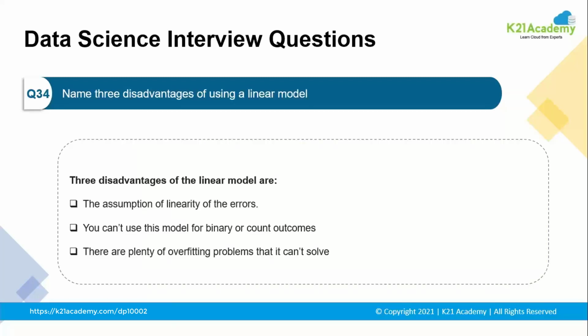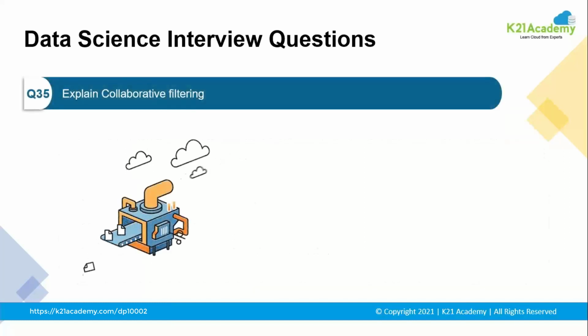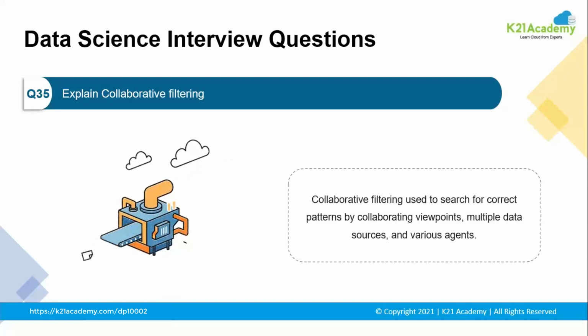Moving on to the next question, name 3 disadvantages of using a linear model. The 3 disadvantages of a linear model can be something like, first off, the linear model has to comply with linearity. Apart from that, we cannot use a linear model for binary or n number of classes classification. Apart from that, linear regression leads to an overfitting problem which cannot be solved. Moving on to the next question, explain collaborative filtering. This is another type of information filtering technique. Collaborative filtering is used to search for correct patterns by collaborating viewpoints, multiple data sources, and various agents.